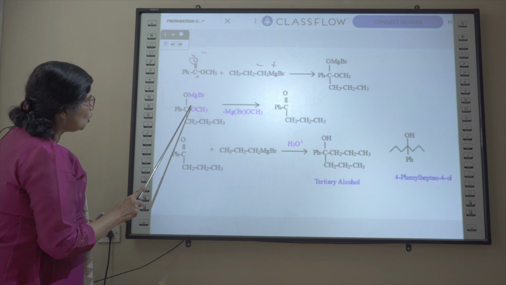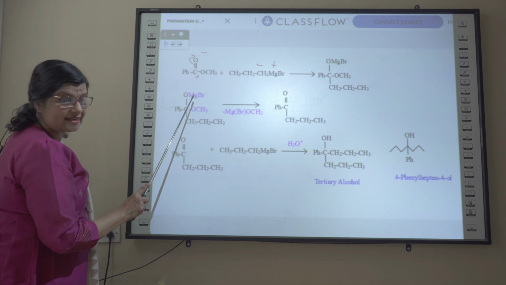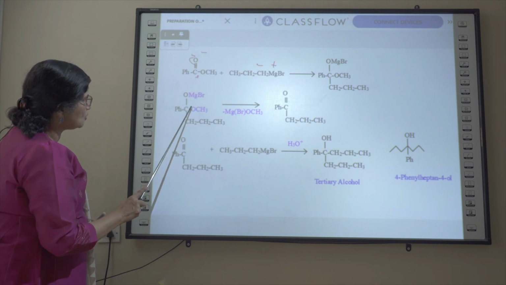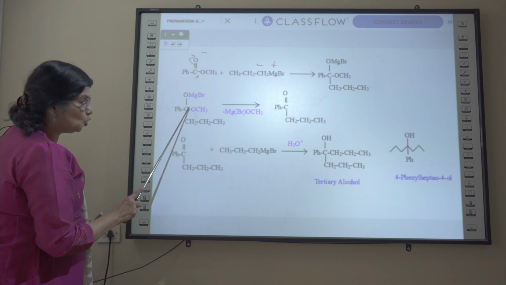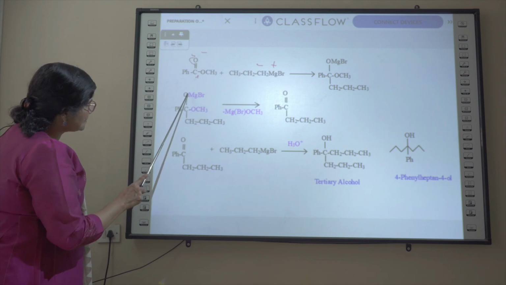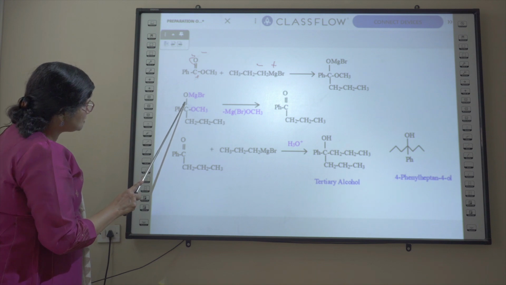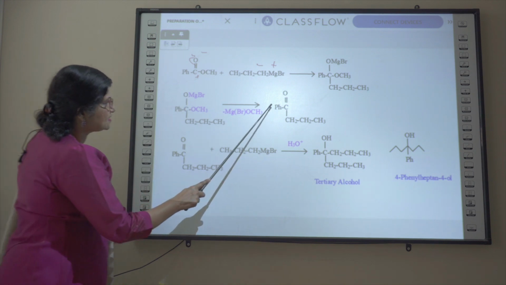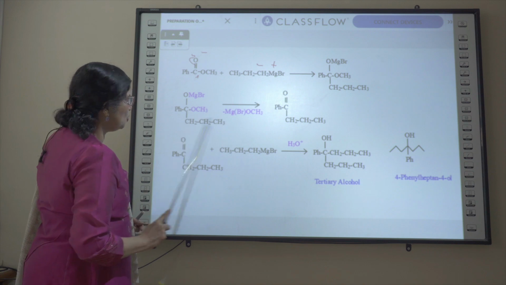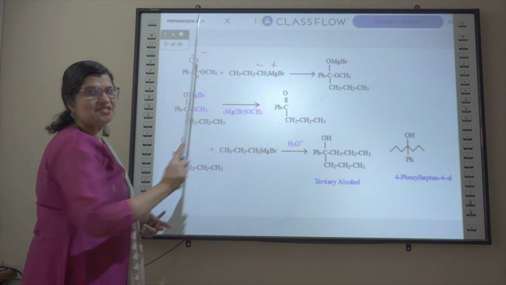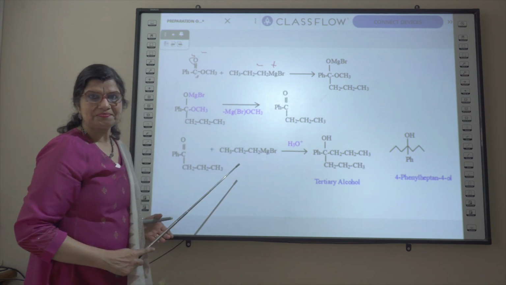So what happens is OCH3 is lost as a negative charge. So we get MgBrOCH3. This carbon loses the bond, but a new bond arises from here. This bond shifts towards this position. You will get C6H5, C double bond O, CH2, CH2, CH3. So now you have got a ketone, right?